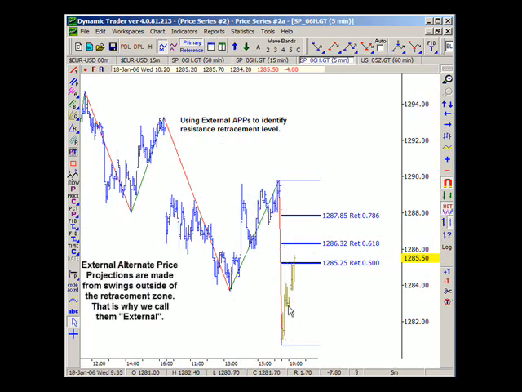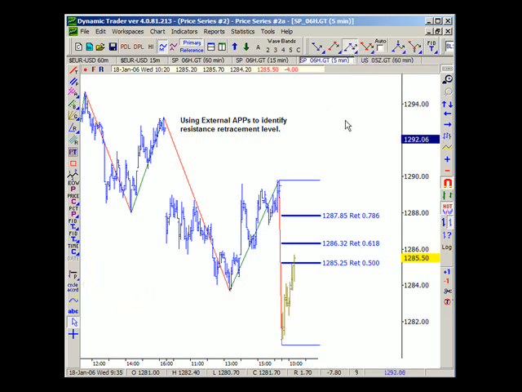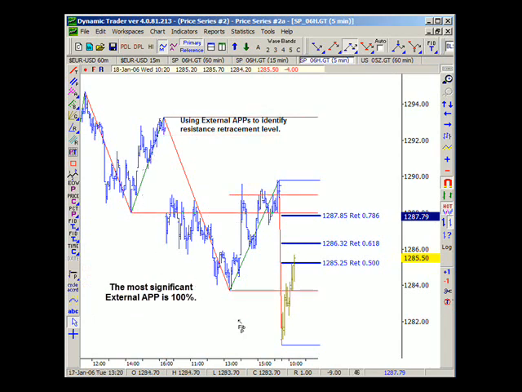Remember, the internal retracements were made in the swings made within the retracement zone. Now we're going to go outside the retracement zone, and we're going to make alternate price projection of swings outside the retracement zone. So let me click on the retracements. And usually when we do external retracements, we're primarily looking at the 100% alternate price projection. So I'm going to measure the range of that swing, and I'm going to make the projection from the low where the retracement began. I'm going to measure the range of this swing right before our retracement zone.